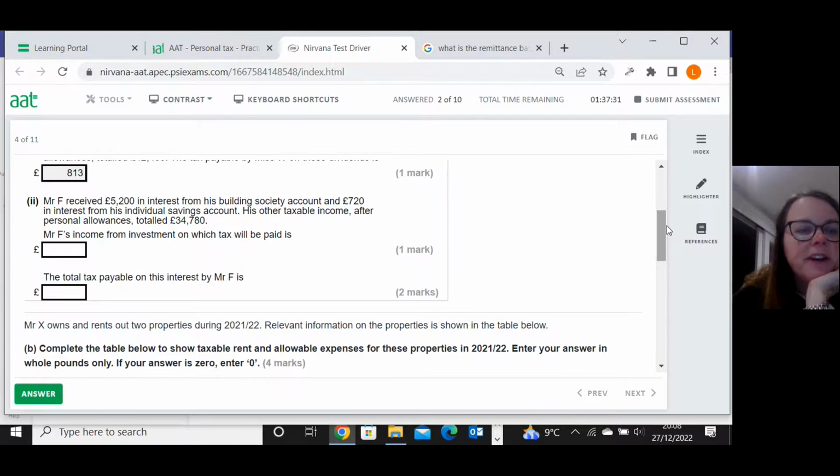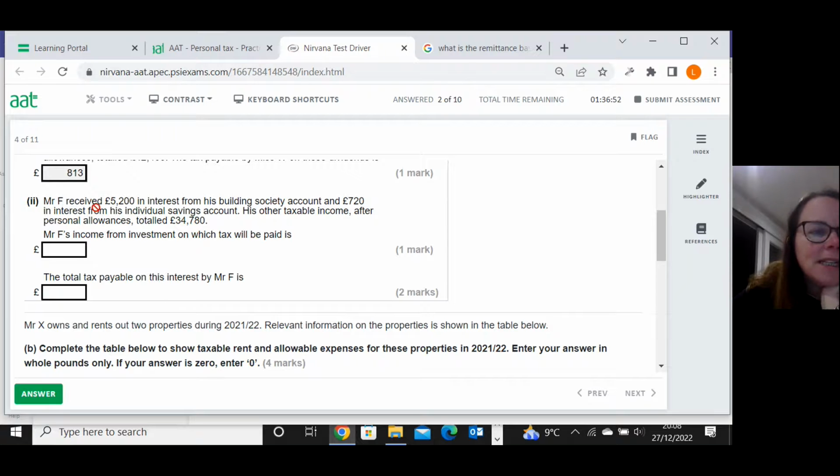Mr. F received 5,200 in interest from his building society account and 720 in interest from his ISA. His other taxable income is 34,780. They're being nice, telling us it's after personal allowances, because the phrase taxable income means it's after personal allowances. Now, I found this question quite tricky. I think this was the one I actually got wrong when I did it, and I checked the answer. So see if you think it's tricky too.